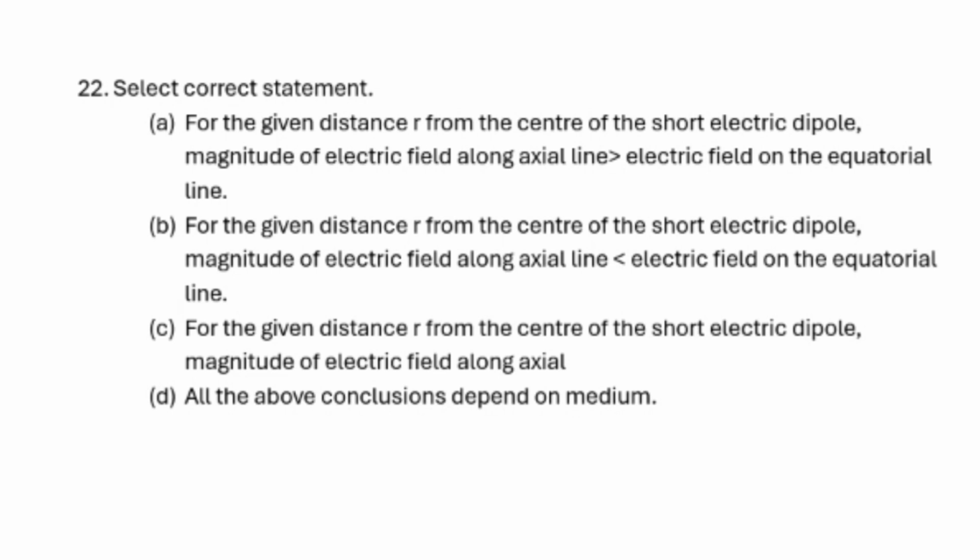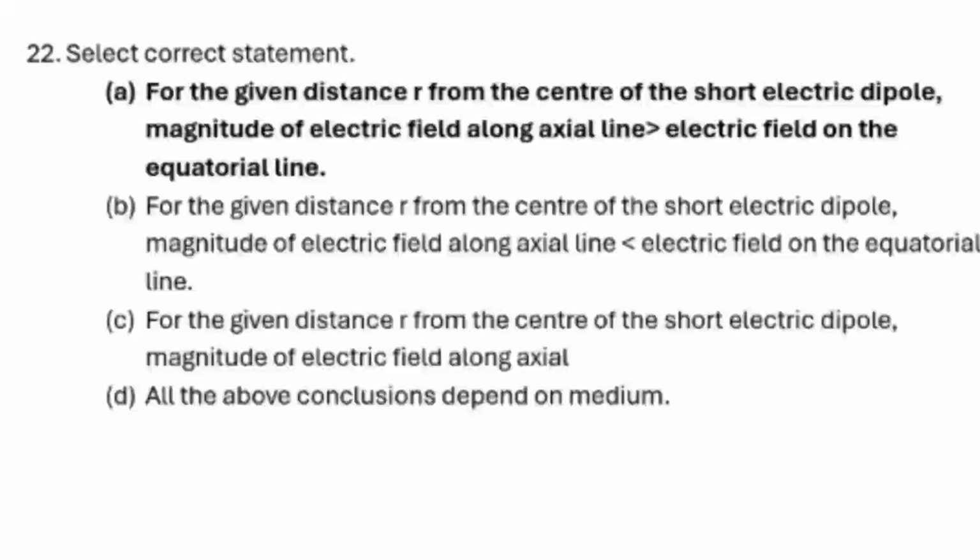Question number 22. Select the correct statement. Option A. For the given distance r from the center of the short electric dipole, magnitude of electric field along axial line is greater than electric field on the equatorial line. Option B. For the given distance r from the center of the short electric dipole, magnitude of electric field along axial line is less than electric field on the equatorial line. Option C. For the given distance r from the center of the short electric dipole, magnitude of electric field along axial. Option D. All the above conclusions depend on the medium.